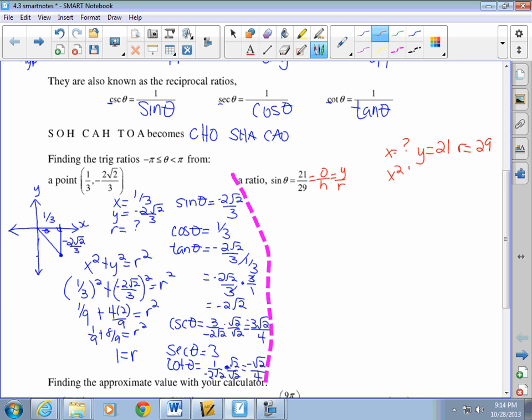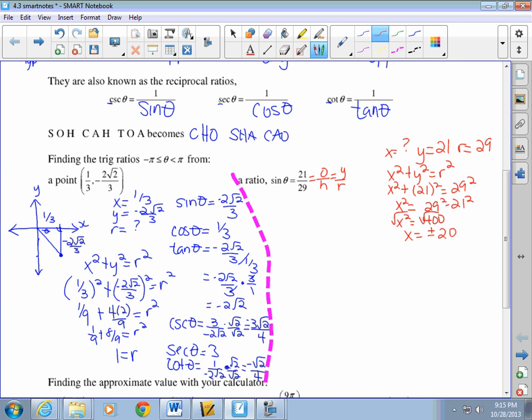So using my formula, I'm going to calculate my x value. So x squared plus 21 squared is equal to 29 squared. So really what I'm doing is x squared is equal to 29 squared minus 21 squared. And if you calculate that, that equals 400. So square root, x is equal to plus or minus 20. And I need to include that plus or minus 20 because I could have two possible solutions to this.